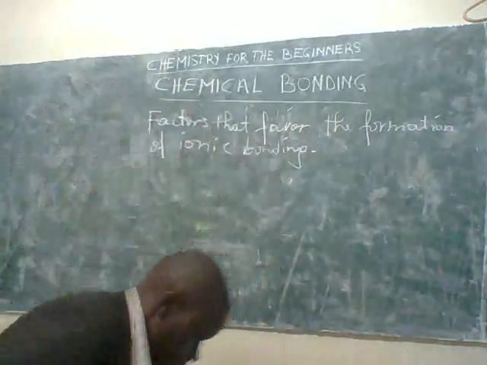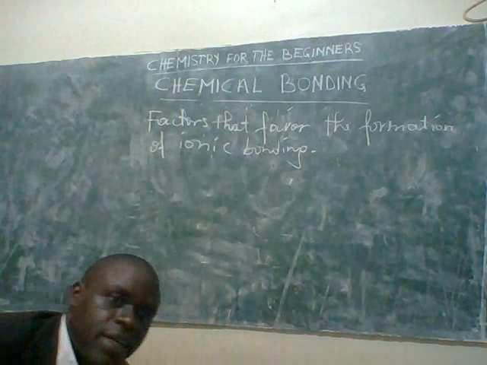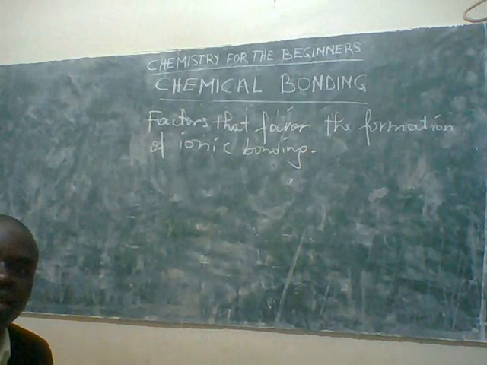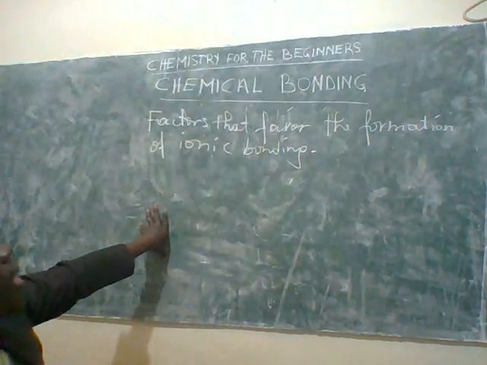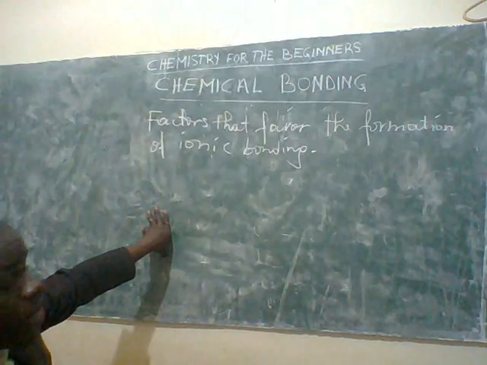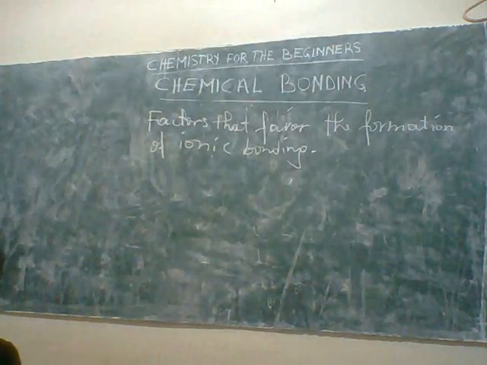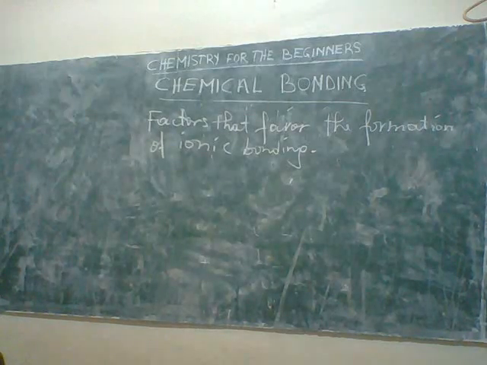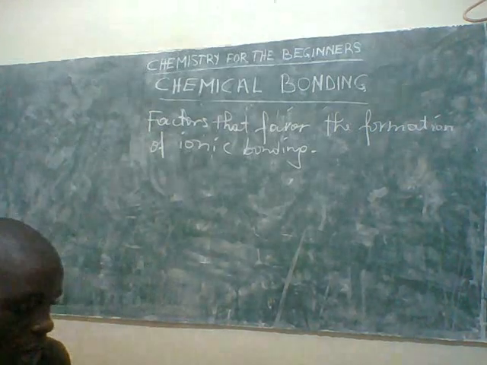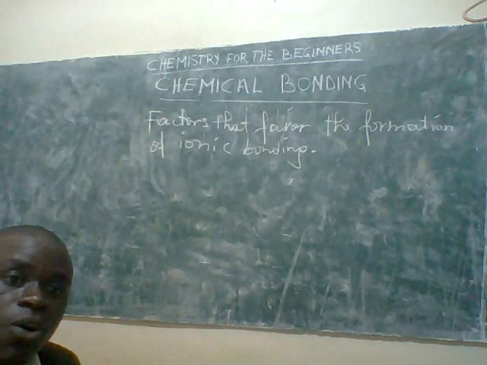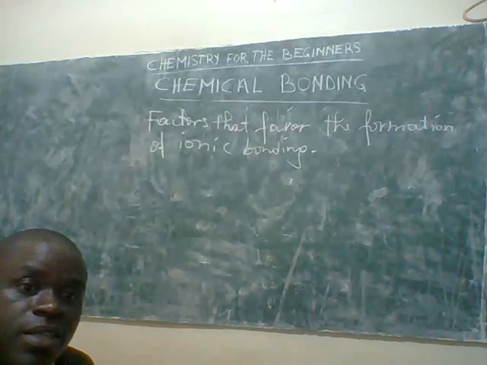For example, there are many factors that lead to the formation of ionic bonding. For example, number one, one of the two atoms should have the lowest ionization energy.